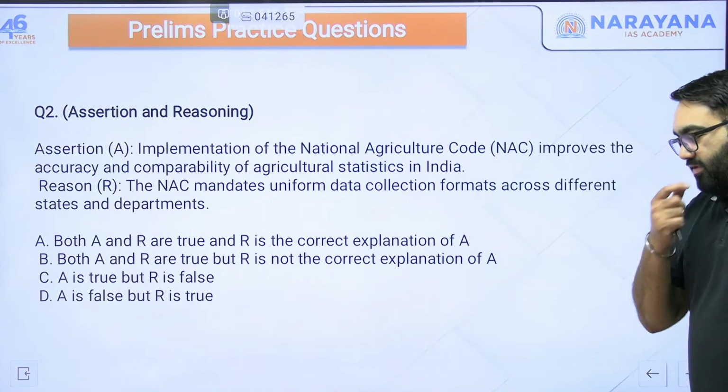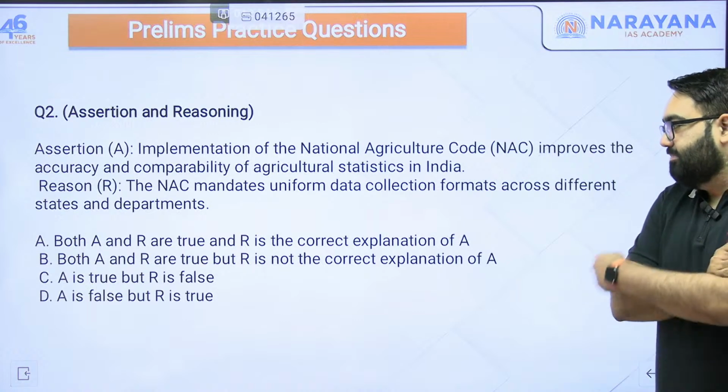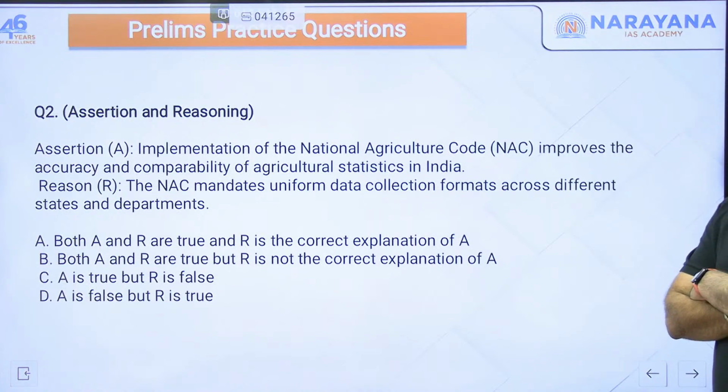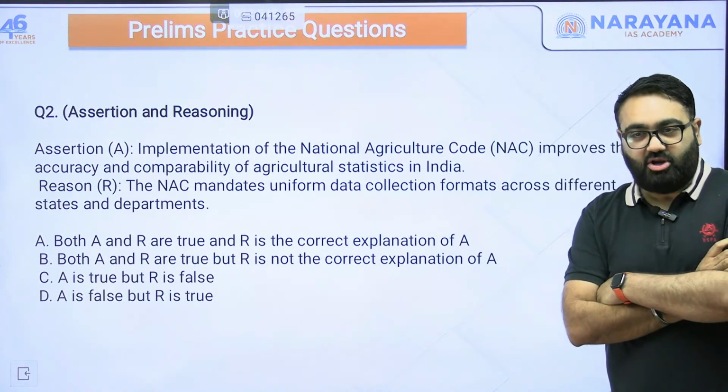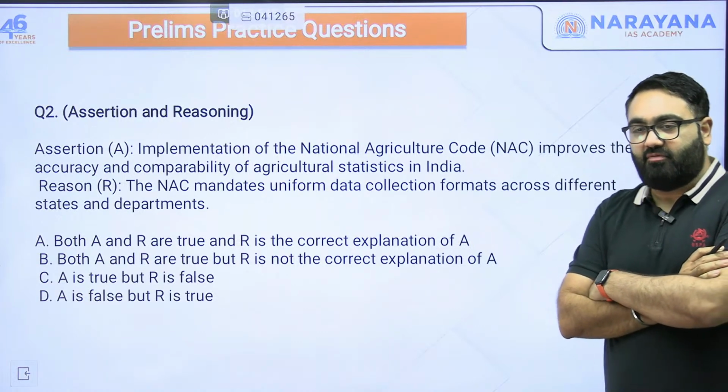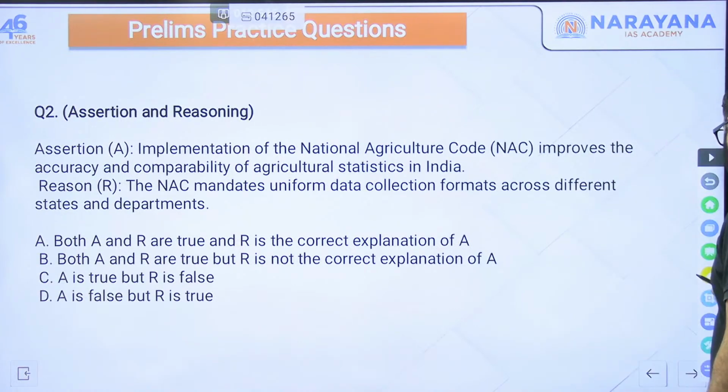Again, read this carefully. It's an assertion, reason based question. Read this carefully. Lock in your answer, think about what the answer should be from your point of view, and then you can play again.